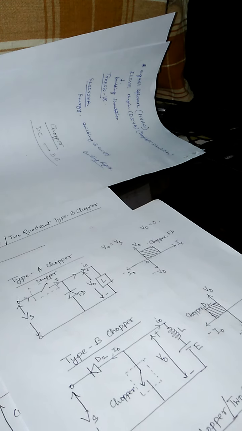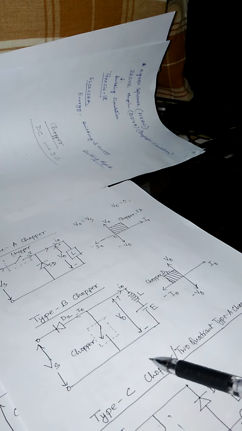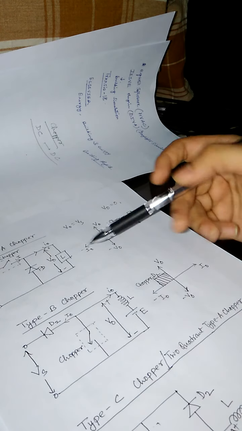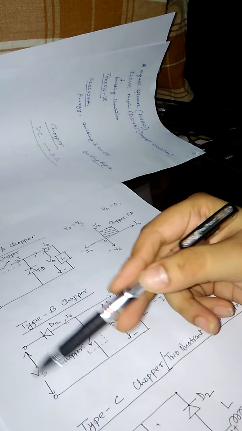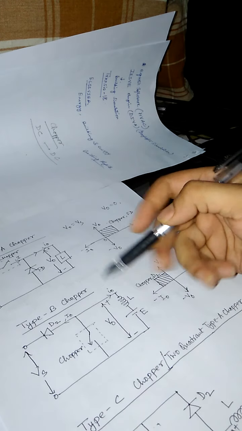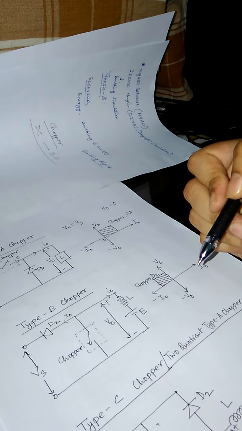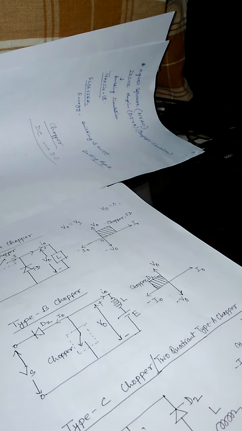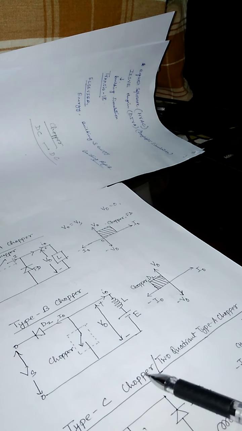Now when we consider the type B chopper, it behaves like a step up chopper. How? See, this is the basic diagram of type B chopper. Here this is a voltage source Vs, this is the chopper circuit, this is a diode, this is an inductance, and this is an EMF source. Now when this chopper is in conducting mode, what will happen?